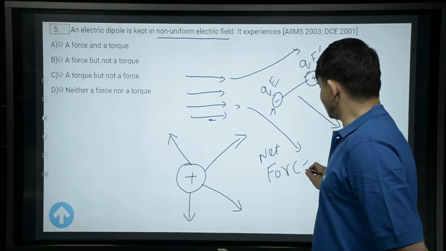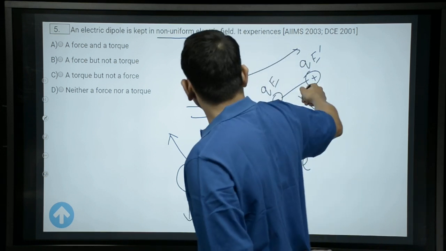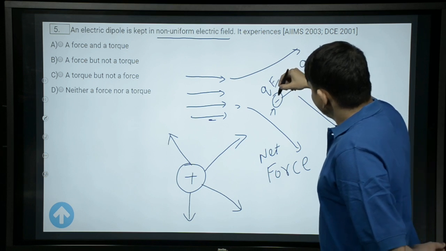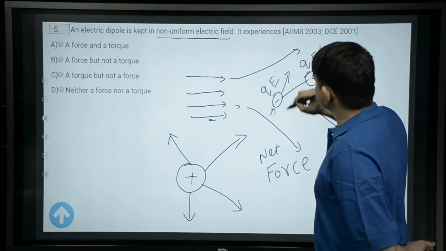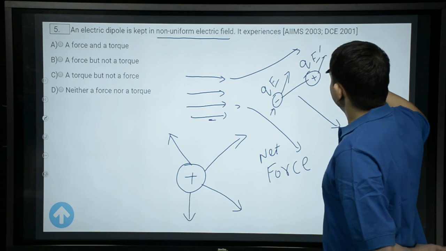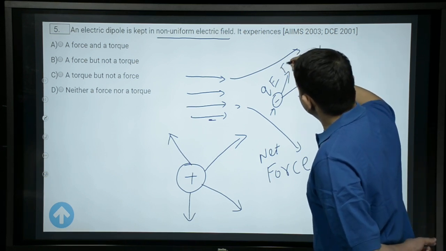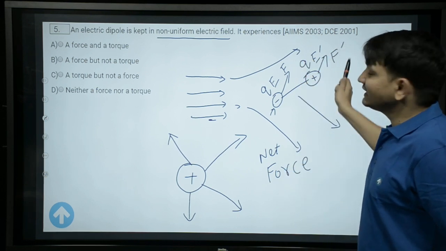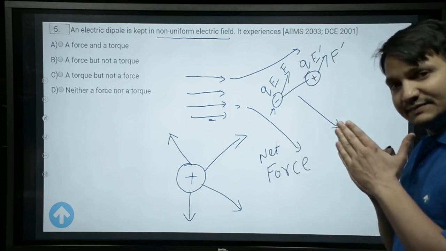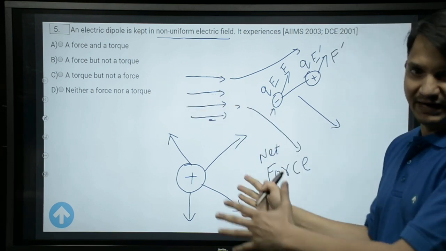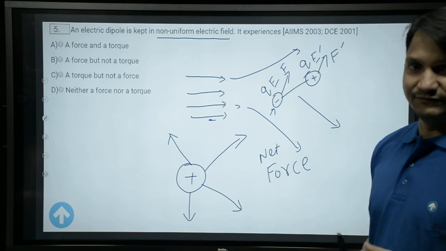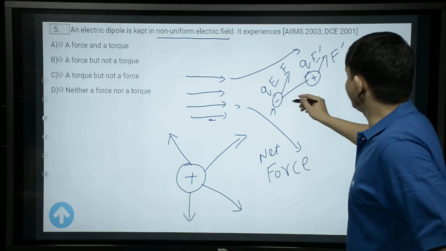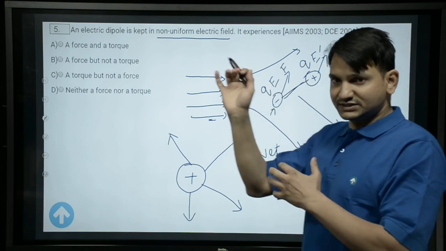Now consider the condition of torque. Suppose a dipole is getting a force away from it, say F, and this one is F dash. If the forces F and F dash are the same, that means the whole object is getting repelled or attracted with the same force. So there would be no strain in this part, and no twisting occurring.